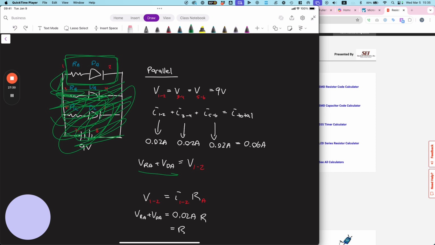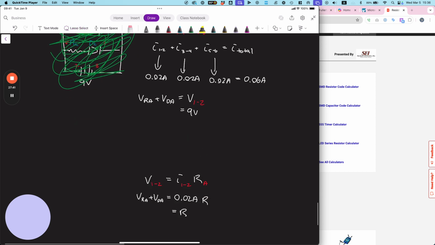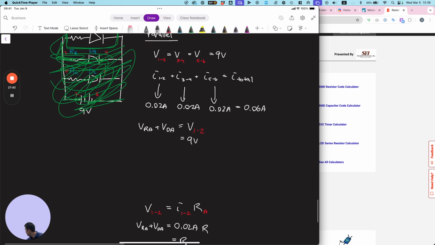Okay, we know what's 1 to 2. We did that previously right here. It's 9 volts. And we know the voltage drop across the light emitting diode is what? 2.2. So then we're left with finding VRA. So what's 9 minus 2.2? We did this previously. 6.8.